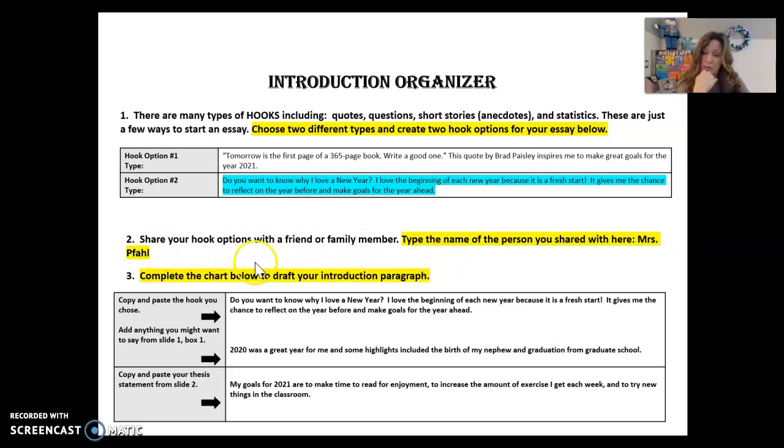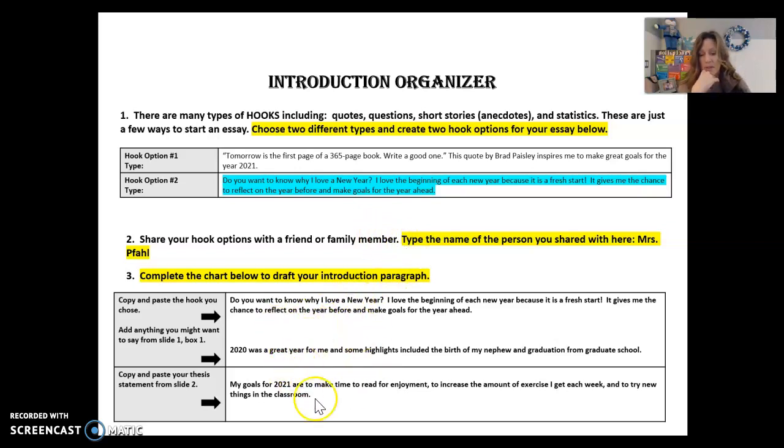Also, look at number 2. It says share your hook options with a friend or family member. Okay, get their opinion. I shared mine with Mrs. Fall down the hall here. Okay, and she liked this one better as well. Now, you don't have to choose the one that the other person chooses. You can choose whichever one you like best, but it's nice to get someone else's opinion, okay?